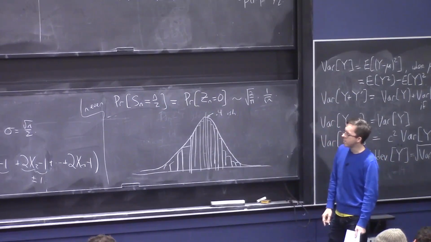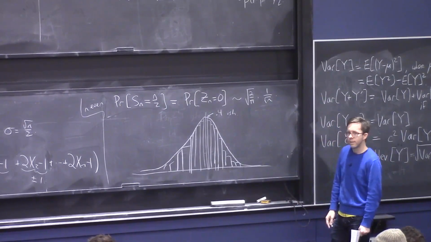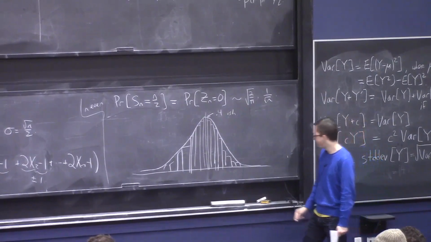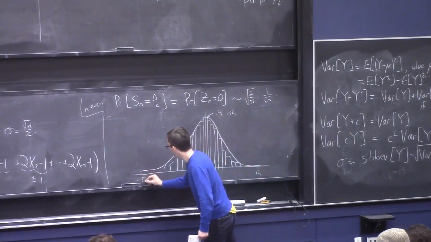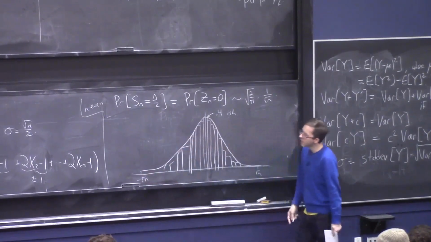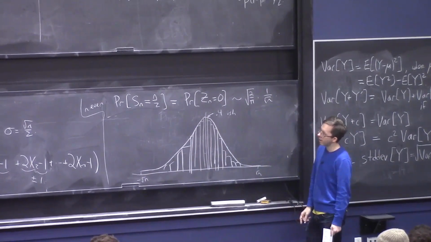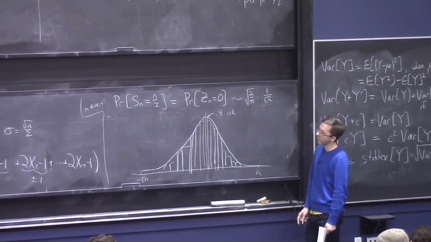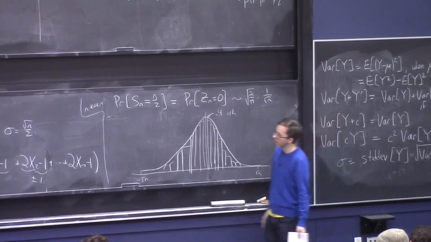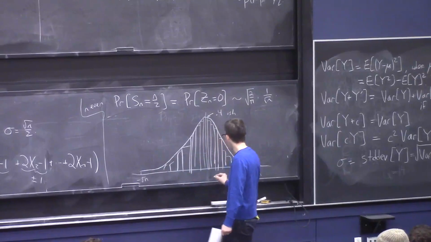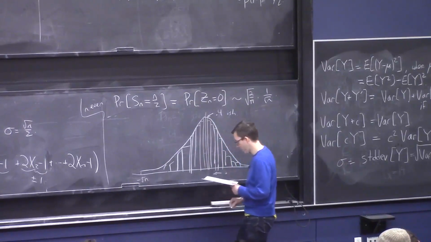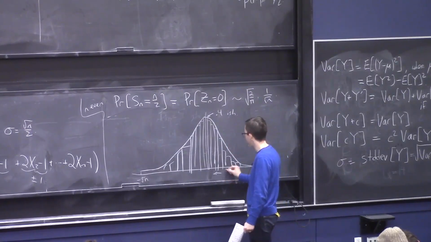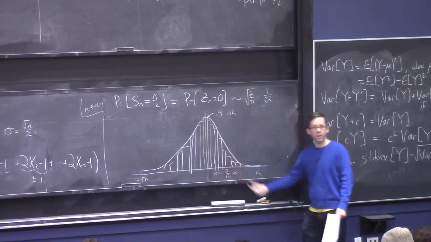Actually, the maximum possible value of Zn is root n and minus root n. And Zn is taking on values that are integers divided by root n. In fact, there's a parity thing. So the width of these bars is going to be, well, I guess the width of the bars is going to be like 2 over root n. That's the width of one of these bars.